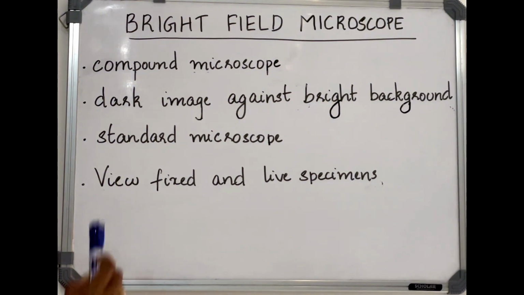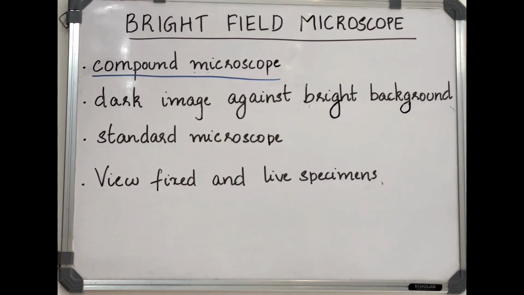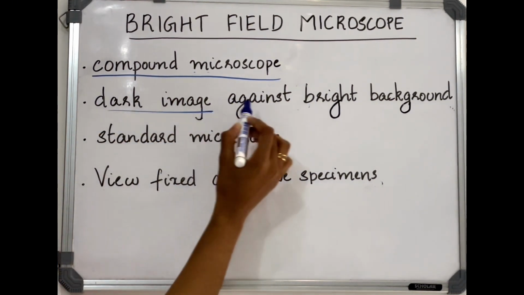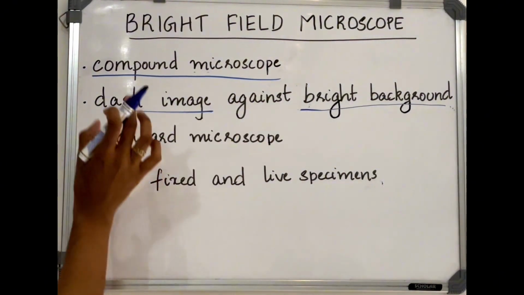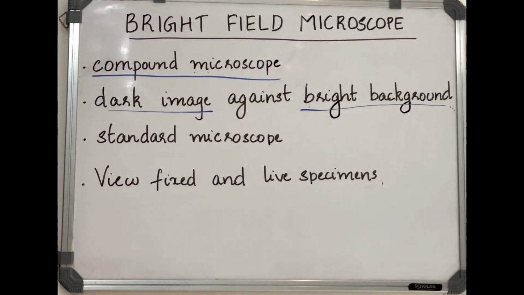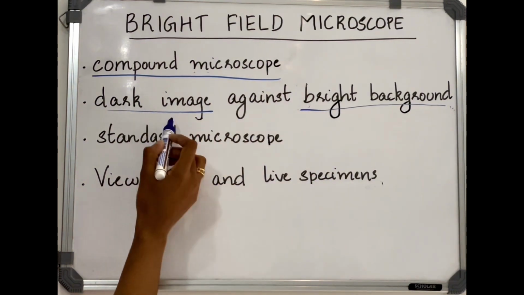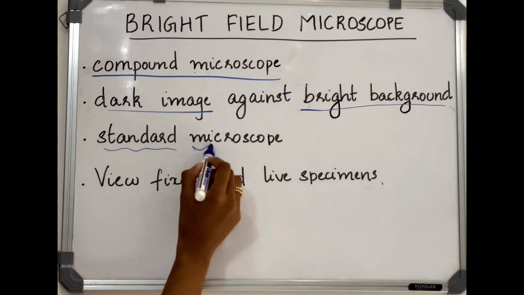So today we will be discussing the bright field microscope. The bright field microscope is also called a compound microscope. These microscopes use light rays to produce a dark image against a bright background. This is the main reason why it is called a bright field microscope. The background will appear white in color, or very bright, whereas the image of the specimen will be dark. And this is a standard microscope.